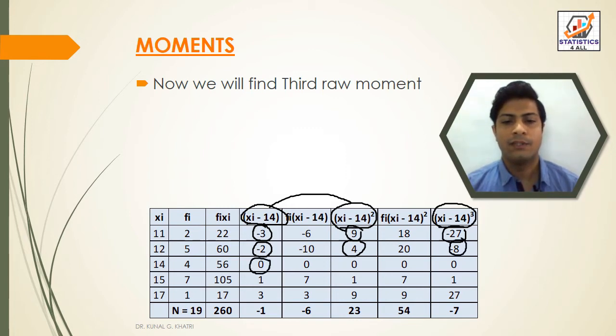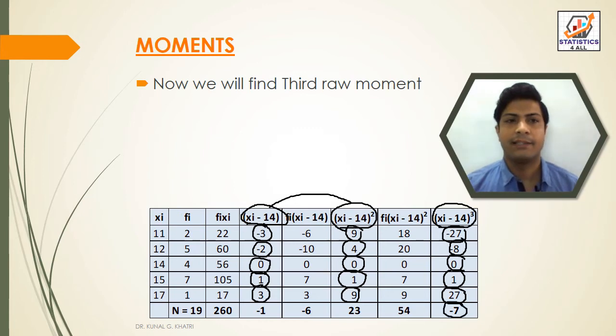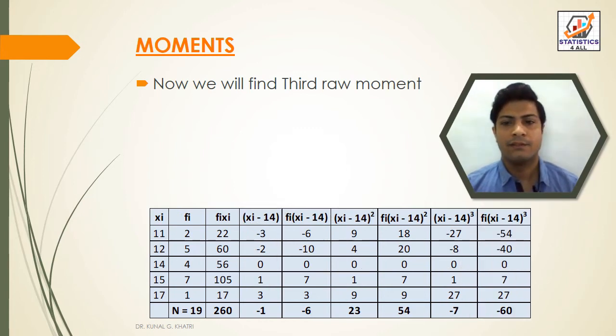0 into 0, that is equal to 0. 1 into 1, that is equal to 1. 3 into 9, that is equal to 27. Now we take the sum of (xi minus 14) whole cube, we get the value minus 7. So after finding this value, we find fi into (xi minus 14) whole cube.